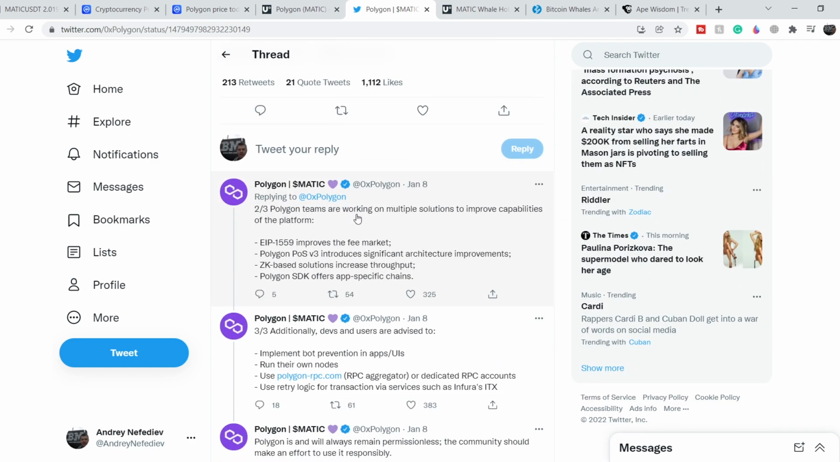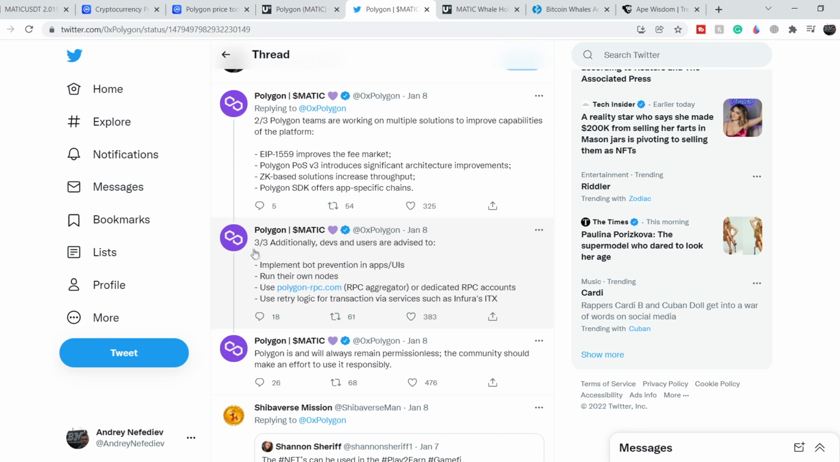Second update. Polygon teams are working on multiple solutions to improve the capabilities of the platform. EIP 1559 improves the fee market. Polygon POS version 3 introduces significant architecture improvements. ZK-based solutions increase throughput. Polygon SDK offers app-specific chains. Next add-on.